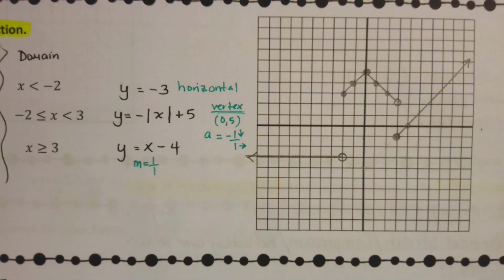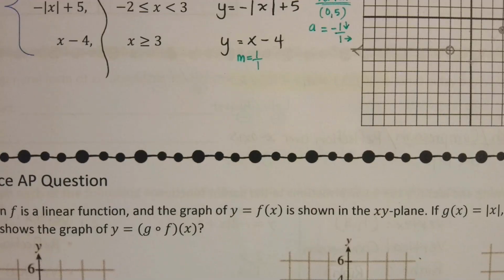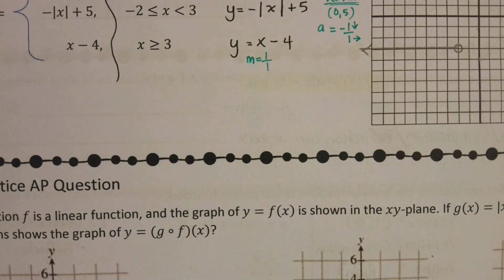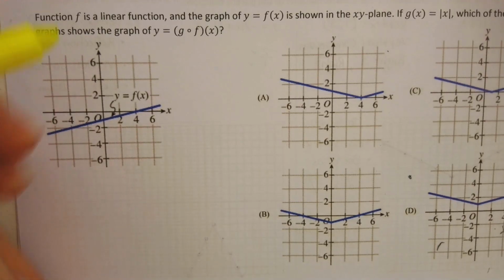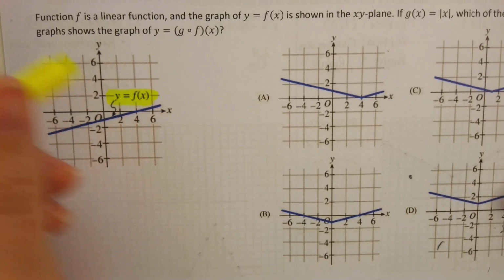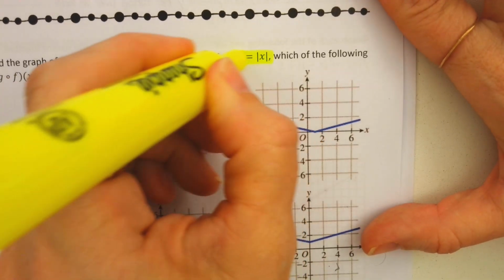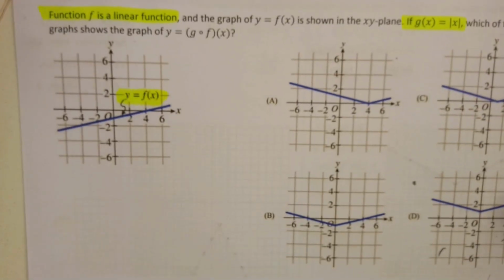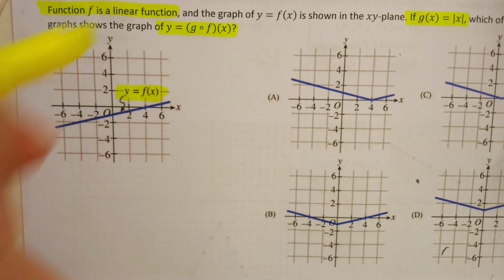Good job. All right, last one is tricky. If you worked ahead, you might have even gotten it wrong. Let's look at it. It's an AP question. You can tell by the font. Function f is a linear function, and it is graphed on the xy plane. They graphed it right here for you. If g of x is absolute value of x, which of the following graphs shows y equals g of f of x?